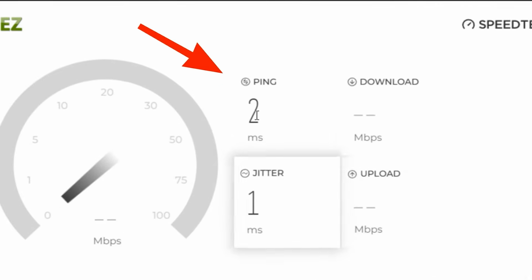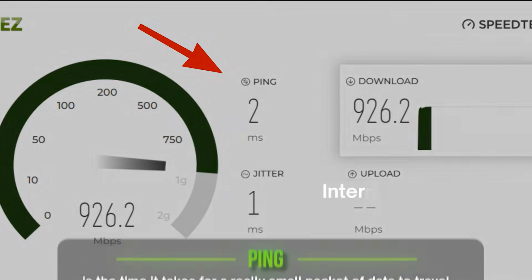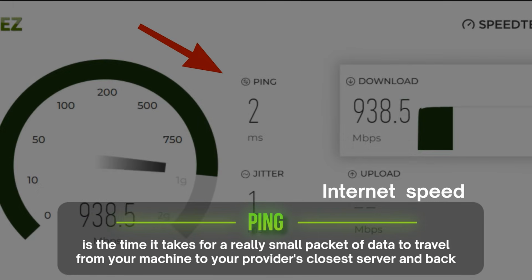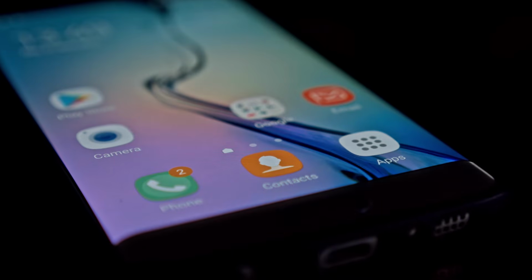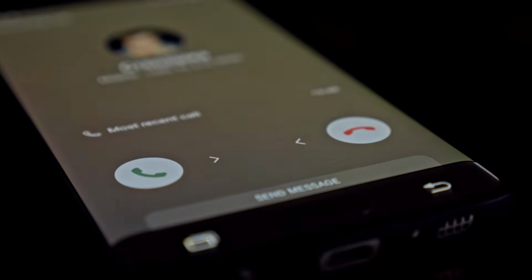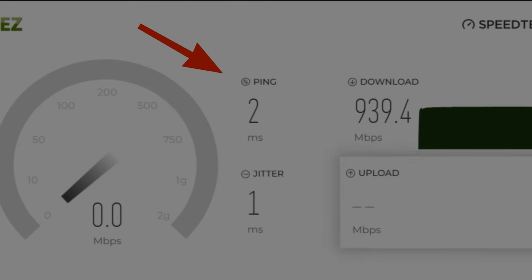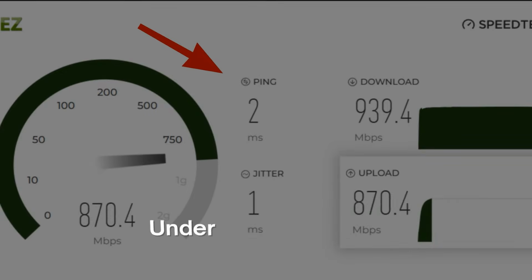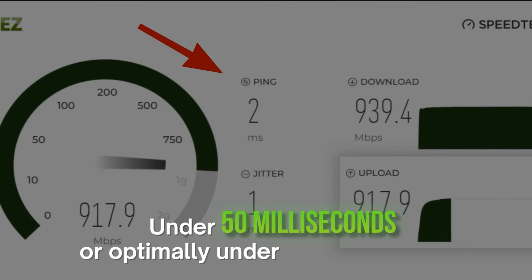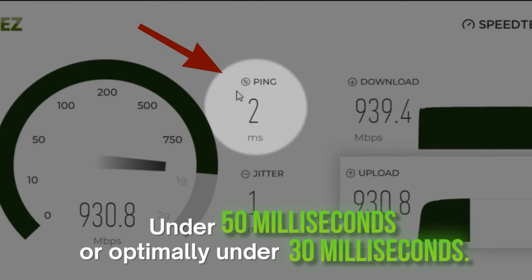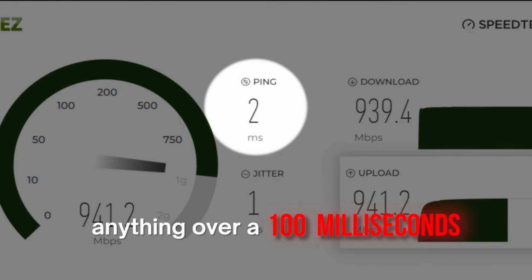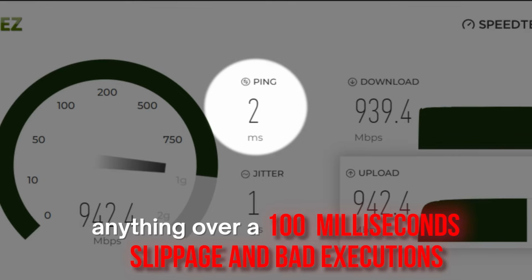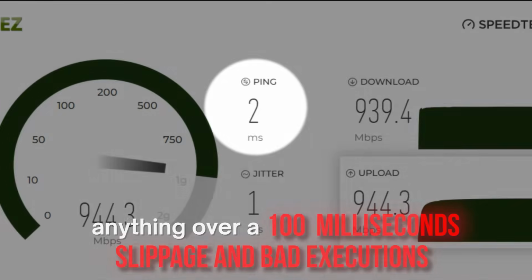Go ahead and click that big go button. And the first number you're going to see here is the ping. And the ping is the time it takes for a really small packet of data to travel from your machine to your provider's closest server and back. Think of it like making a phone call. It's the time it takes for the other side to answer the call. And ideally, you want this number under 50 milliseconds or optimally under 30 milliseconds. Here I'm at 2 milliseconds. Anything over 100 milliseconds, and you're definitely going to have issues with slippage and bad executions.